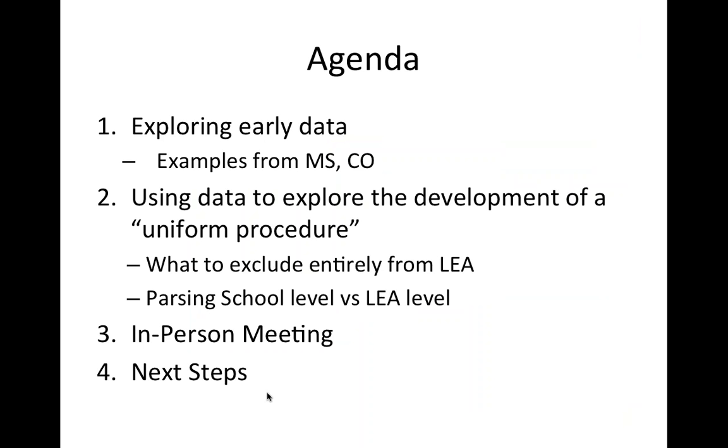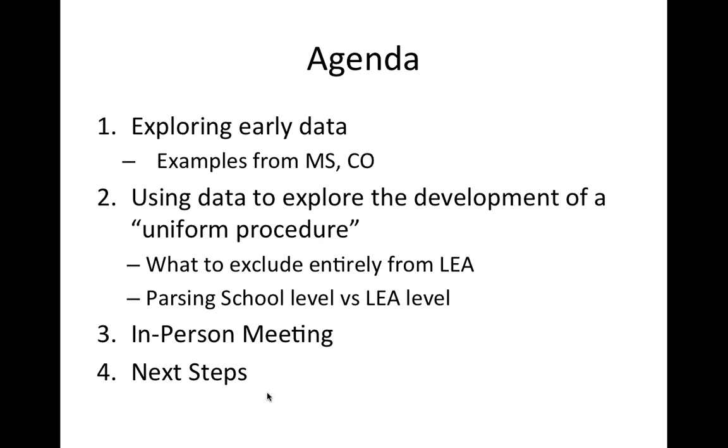We're going to look at some early data. As you might remember, we put a challenge out there for some of you to look into your data, see if you were able to complete school-level data on the schools in 1 or more districts. And we got some great examples from Mississippi and Colorado. So we are going to share those and ask those folks to weigh in on what they learned from doing it. Then we're going to dive in and look at how we might use data to explore the development of a uniform procedure, which, as you remember, is a big part of this law.